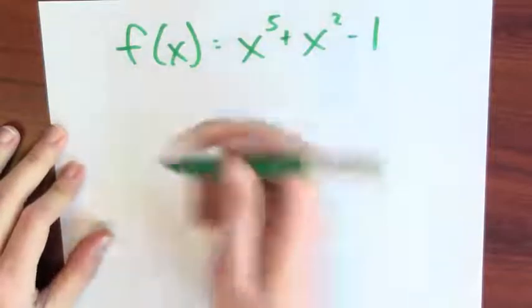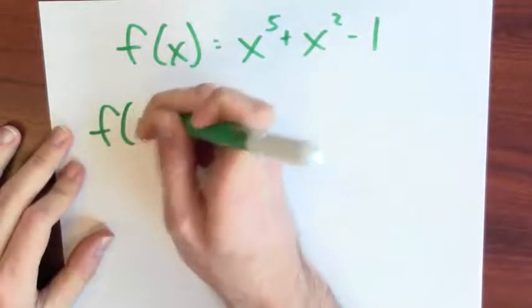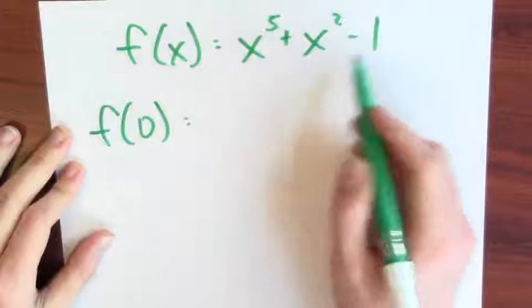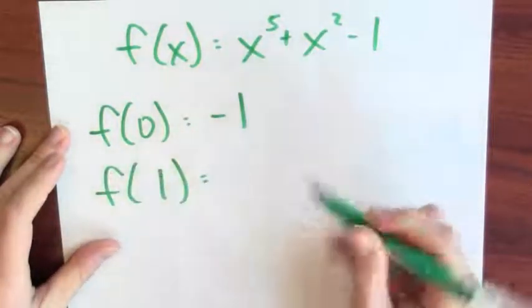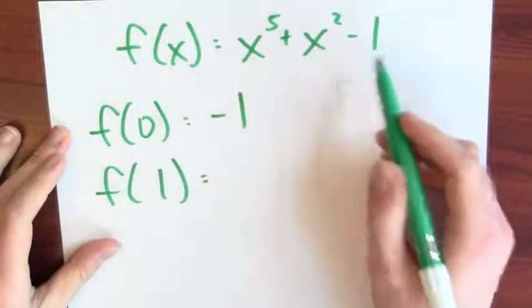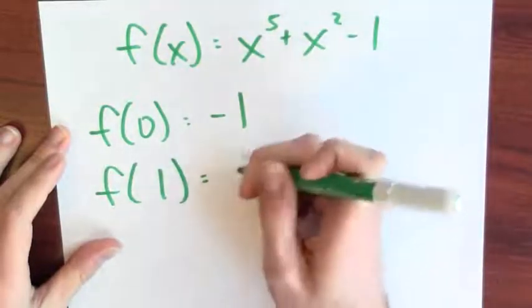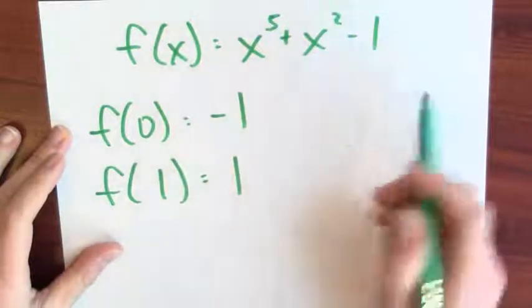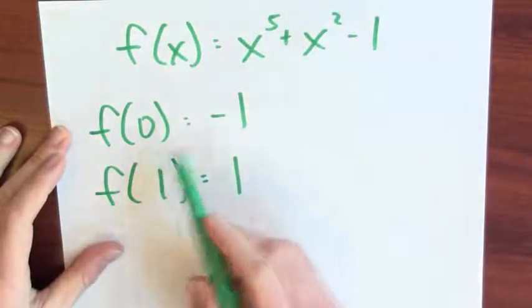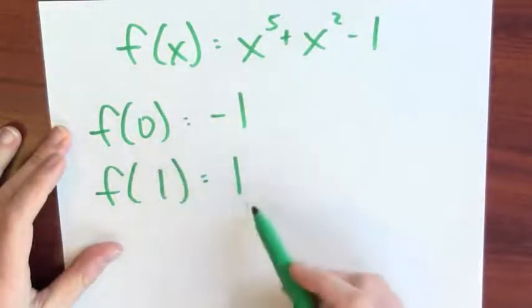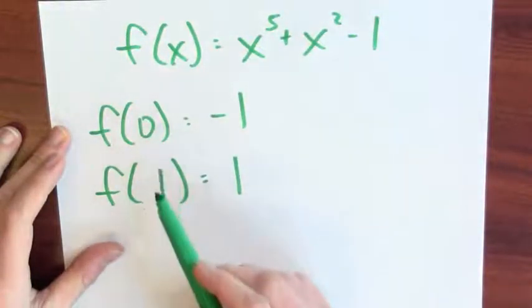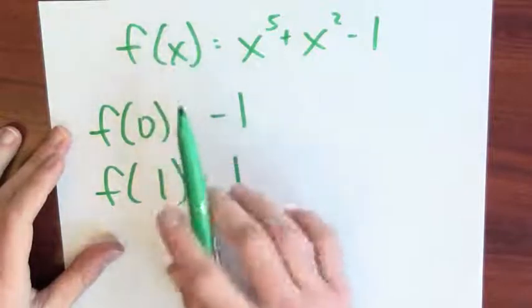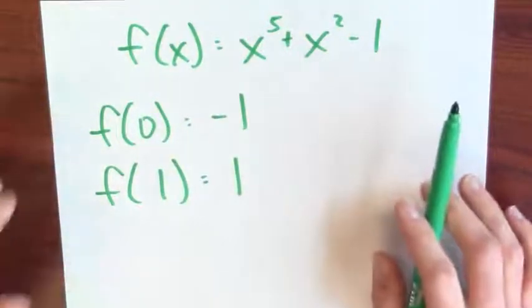It's continuous, and I know that f of 0, if I plug in 0, it's 0 plus 0 minus 1, so f of 0 is minus 1, and f of 1, that's 1 to the fifth plus 1 squared minus 1, that's 1 plus 1 minus 1, that's 1. So what I know here is I've got a continuous function, and its value at 0 is minus 1, and its value at 1 is 1. So there has to be some input between 0 and 1 where this function's output is equal to 0. So I know there's a root there between 0 and 1.